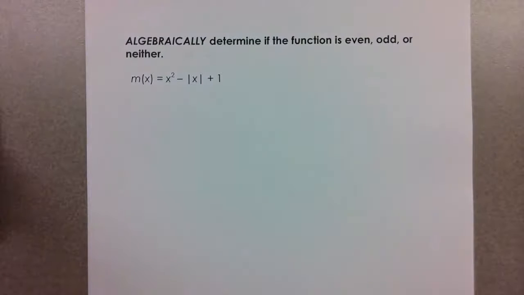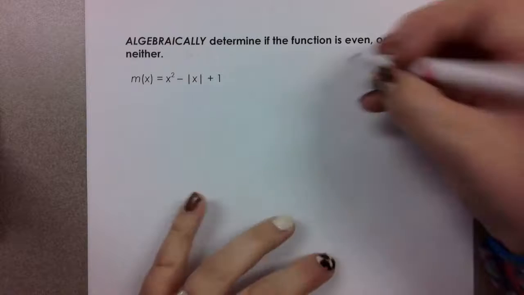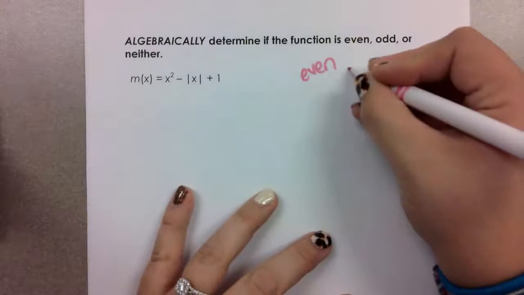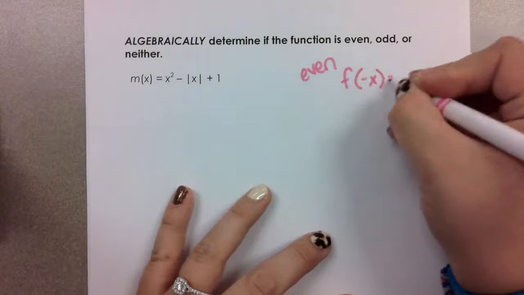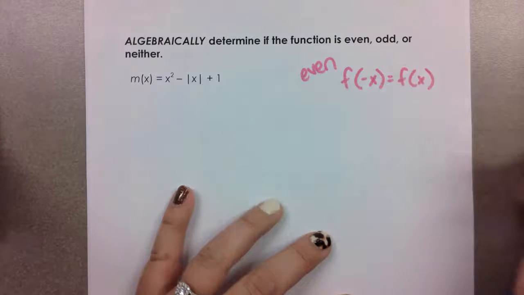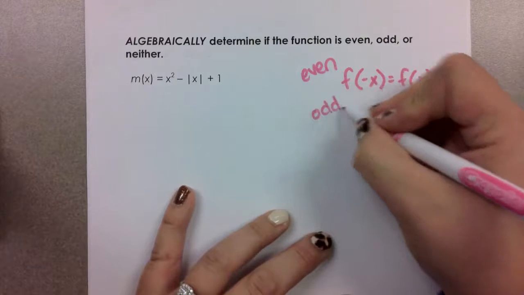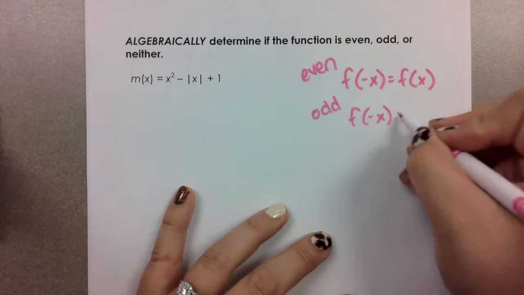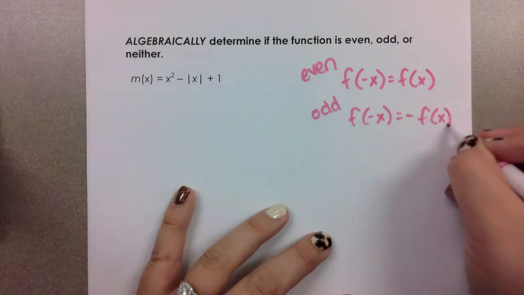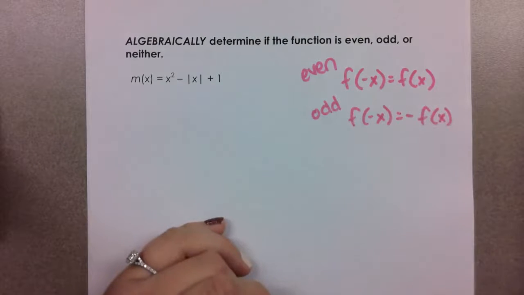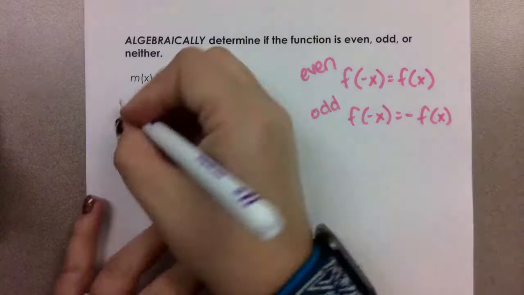All right, now we're also going to determine even, odd, or neither algebraically. So remember, if it's even, then f of negative x will equal just f of x. If it's odd, f of negative x will equal negative f of x. So let's plug in negative x.